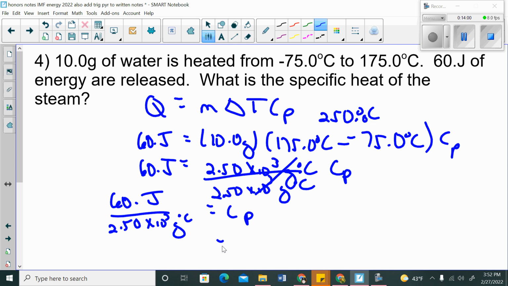All right, so let's solve. 60 divided by 2.50 times 10 to the third. You only need 2 significant figures, so there they are. So 0.024 joule per gram degrees Celsius. Why is this not 4.18? Because this is not liquid water, it is steam. Okay.